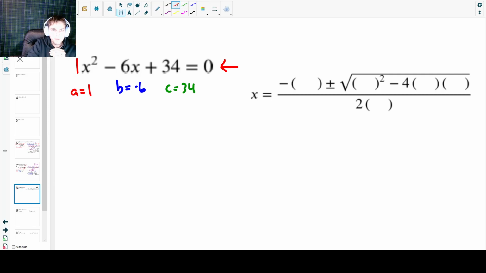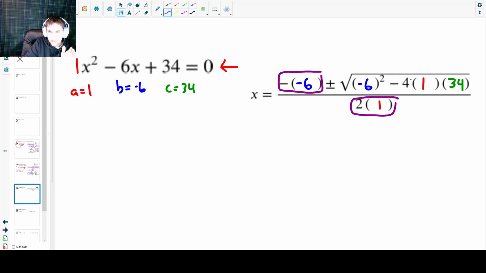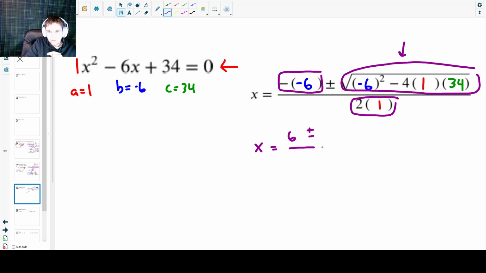So we're going to be plugging these numbers in. A goes here and here. B is negative 6 in those two locations. And then finally, C is 34. All right, I'm going to, again, go a little bit quicker, simplify this, and then we'll deal with this big square root. This is where things are going to be a little bit different for this problem. So double negative, we get positive 6 plus or minus 2 times 1 is just 2, and then we'll figure out that big square root.